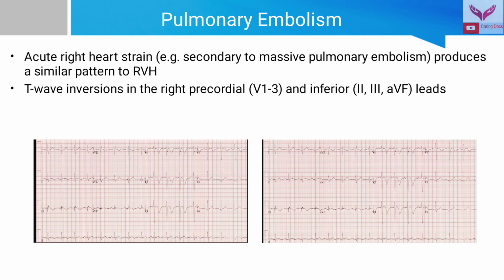In pulmonary embolism, we can see acute right heart strain, that is secondary to massive pulmonary embolism. It produces a similar pattern to RVH, and we can see T wave inversion in the right precordial leads, that is V1 to V3, and the inferior leads that are 2, 3 and AVF.